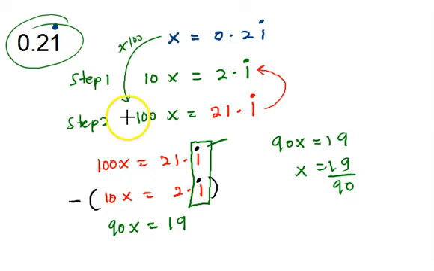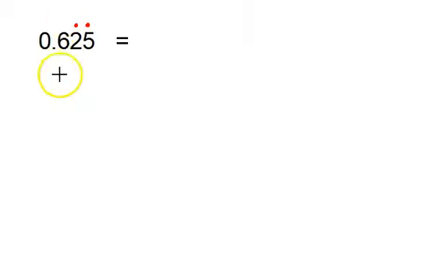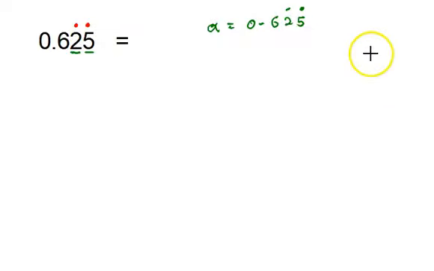Now let us try another example. The same thing over here. Here you will get 0.6252525, so only the 25 will be repeated. Let's say A is 0.625, with 25 as the repeated part. Now we multiply by 10, so 10A. If I multiply by 10, here you have 6.25.